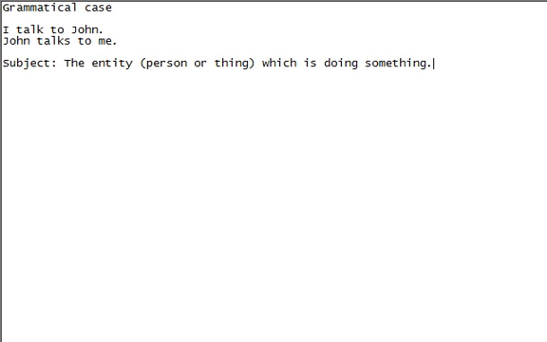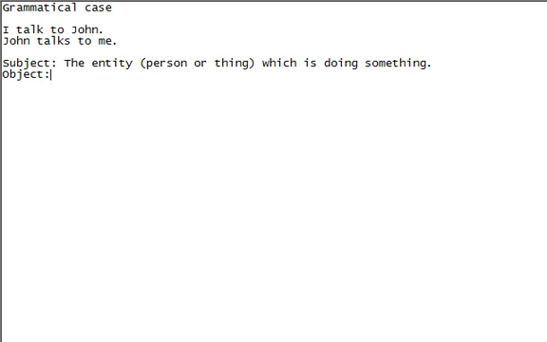So, in the first sentence, I am the subject. I am the subject of the sentence because I am the one who's doing something. In the second sentence, John is doing something. Who's talking in the second sentence? John is. John is talking. John talks. So, in the second sentence, John is the subject, but each sentence has a subject, and then what's the complement to the subject?